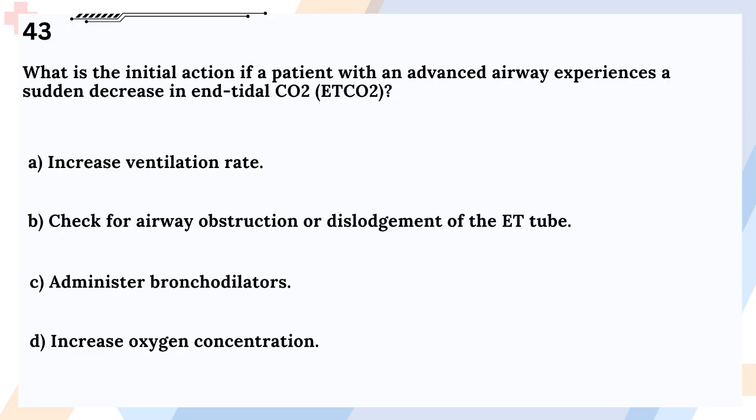Question 43. What is the initial action if a patient with an advanced airway experiences a sudden decrease in end-tidal CO2, EtCO2? A. Increase ventilation rate. B. Check for airway obstruction or dislodgement of the ET tube. C. Administer bronchodilators. D. Increase oxygen concentration.